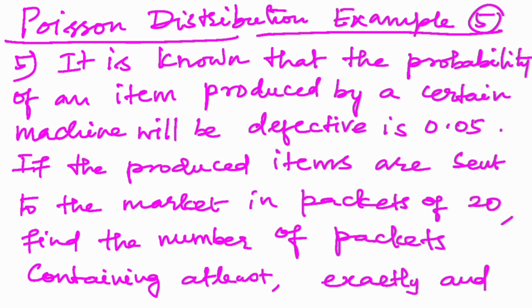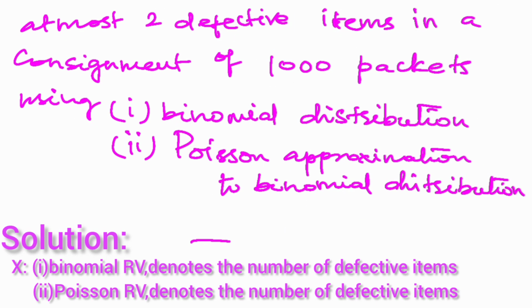Now the problem is: it is known that the probability of an item produced by a certain machine being defective is 0.05. If the produced items are sent to the market in packets of 20, find the number of packets containing at least, exactly, and at most two defective items in a consignment of 1000 packets using number 1, binomial distribution, number 2, Poisson approximation.